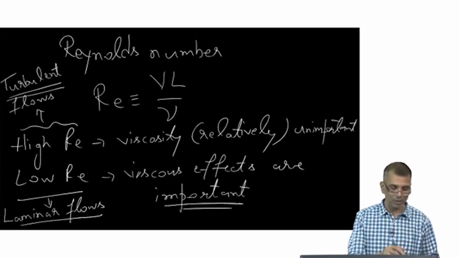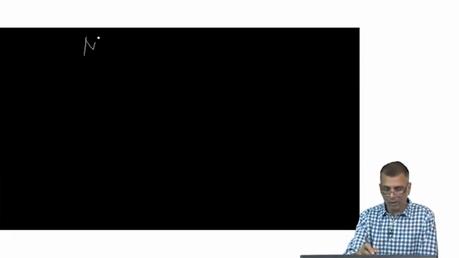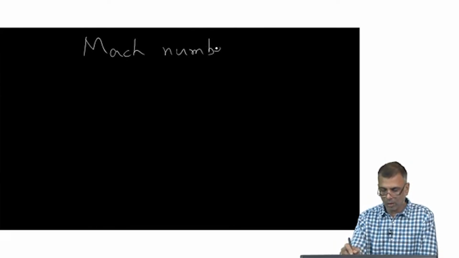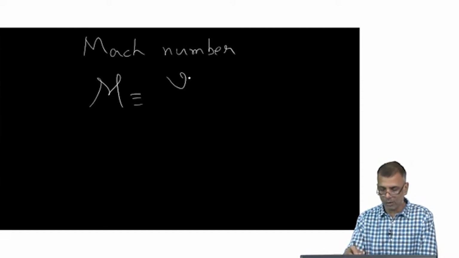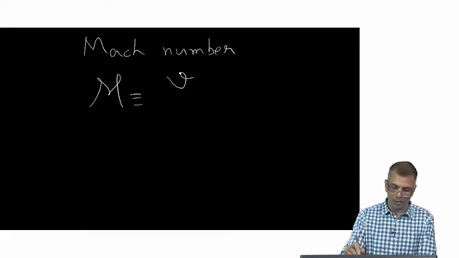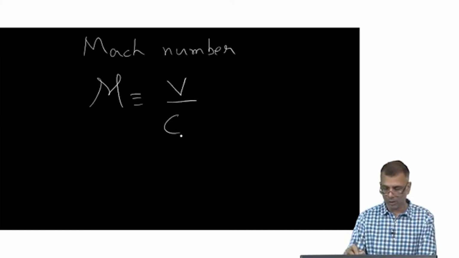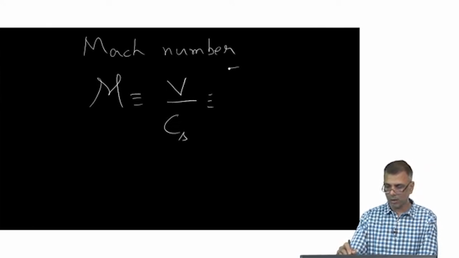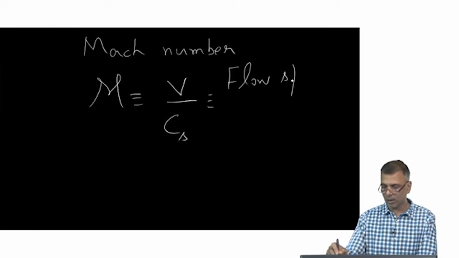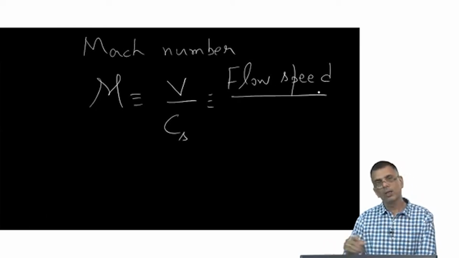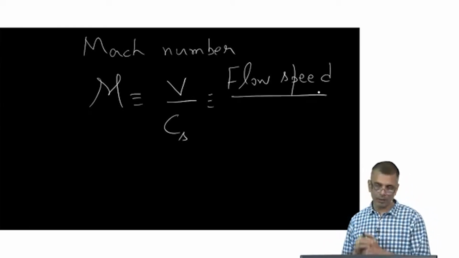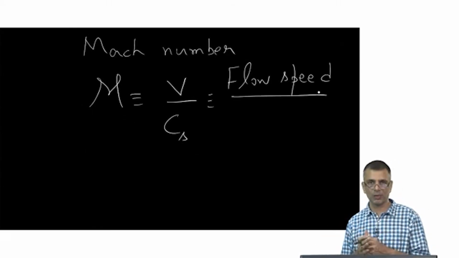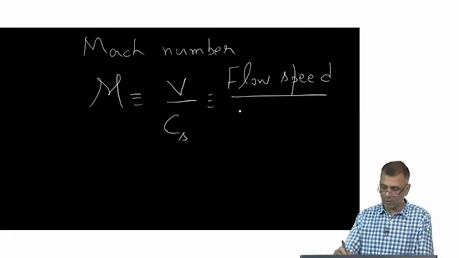The next dimensionless number we introduced was the Mach number, generally denoted by a script M, which is the ratio of flow speed, or to be really correct, we should say some sort of characteristic speed in the flow, to sound speed.